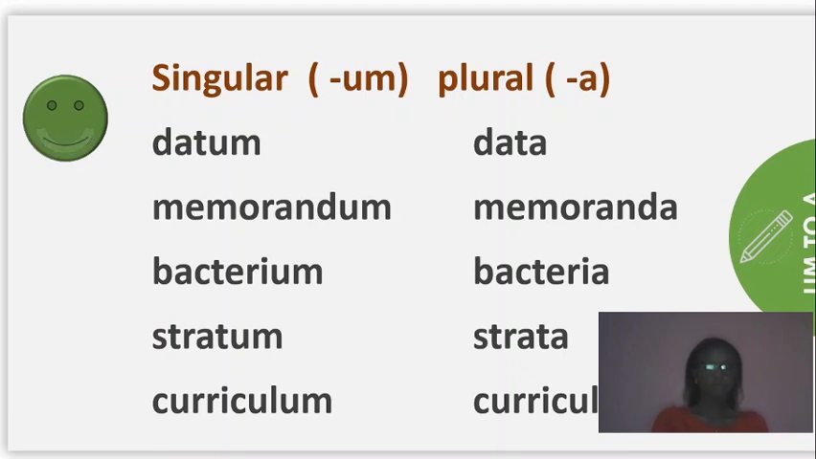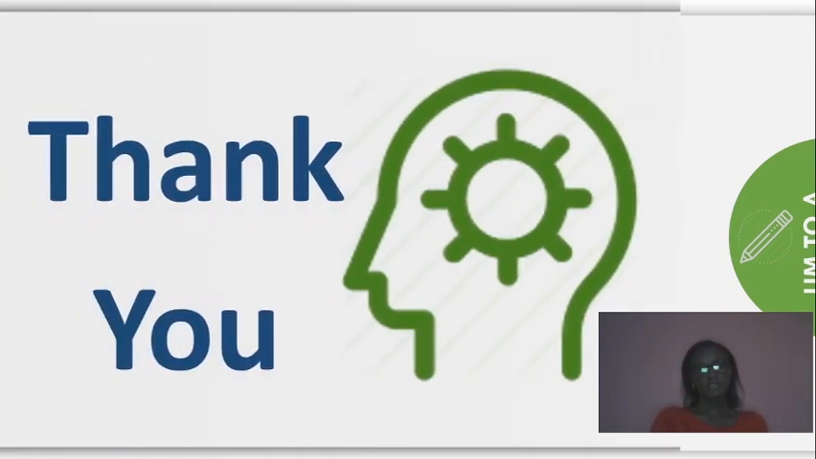Memorandum is 1, memoranda more than 1. Bacterium, 1 bacterium, and then more than 1 is bacteria. We have stratum, that's 1, strata more than 1, and curriculum 1, curricula more than 1. So in this case, we have UM changing to give us A. This is also irregular. Irregular because it's not following the rule of S and ES.